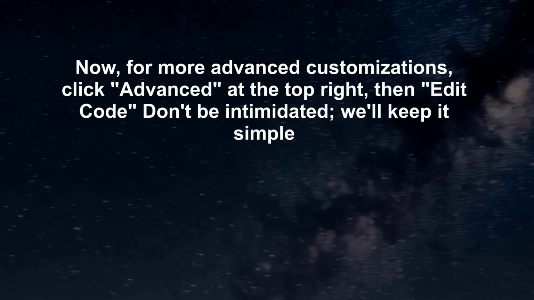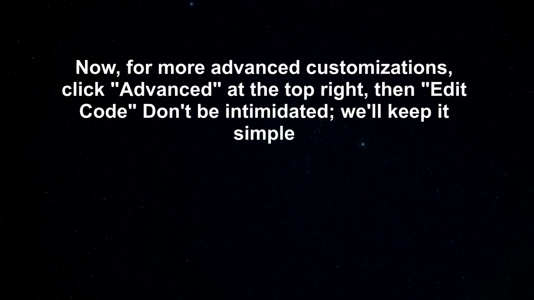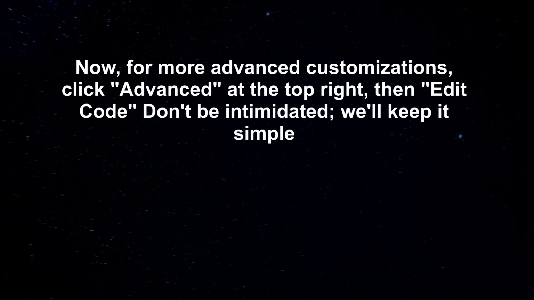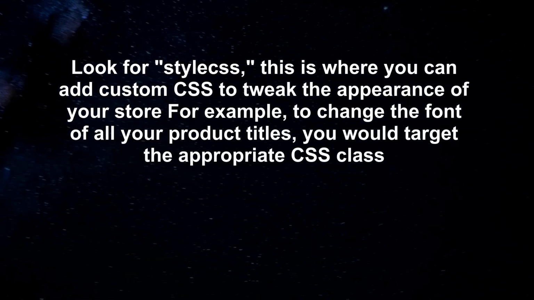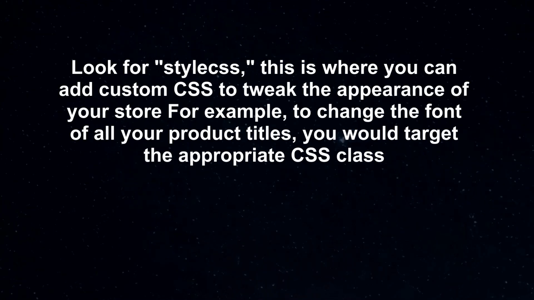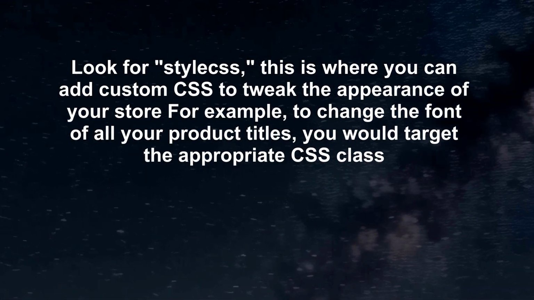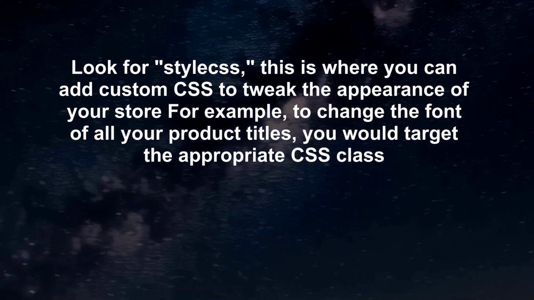Now, for more advanced customizations, click Advanced at the top right, then Edit Code. Don't be intimidated. We'll keep it simple. Look for Style.css. This is where you can add custom CSS to tweak the appearance of your store. For example, to change the font of all your product titles, you would target the appropriate CSS class.